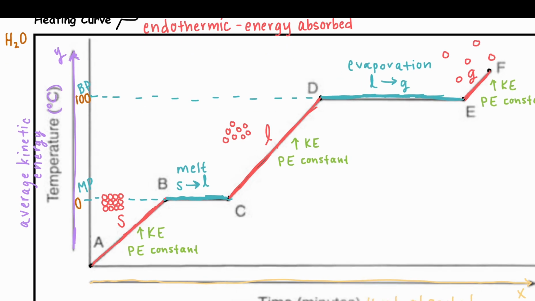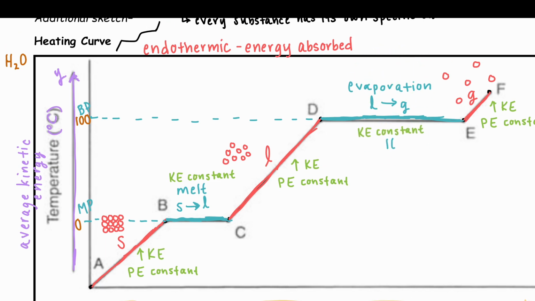Now, for your horizontal or the blue segments where your average kinetic energy is not changing, the kinetic energy is staying constant. Okay, so kinetic energy is constant there, and also here. And the potential energy now is what's going to increase.